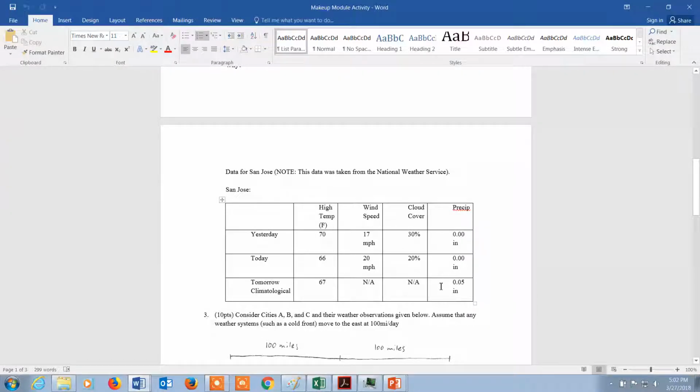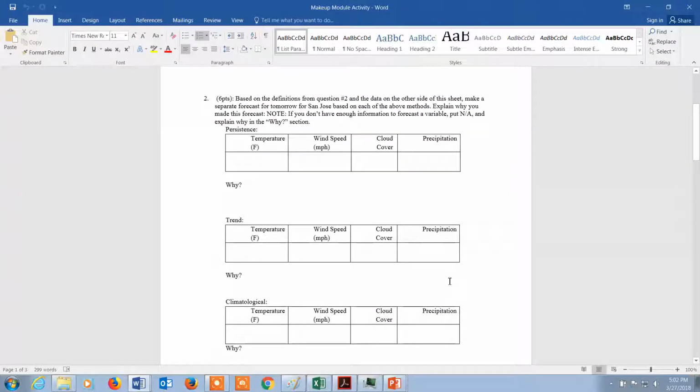So now, how do we actually use these numbers in this question here? What I was asking you to do here is make a forecast for tomorrow. So you're going to take the weather data that I just showed you and make a forecast for tomorrow. For the first forecasting technique, you would use what's called persistence. And the idea behind persistence is whatever the weather conditions are today, they stay the same.